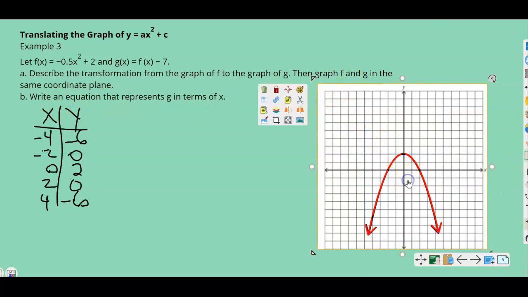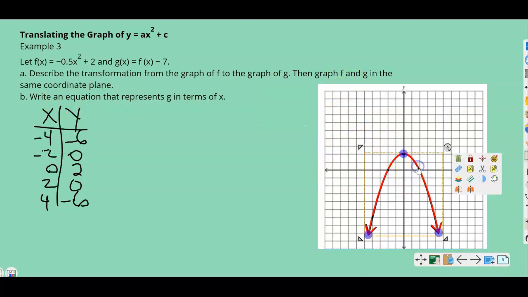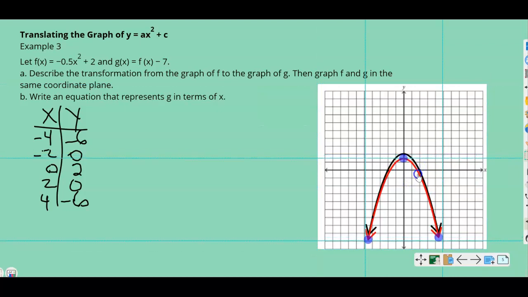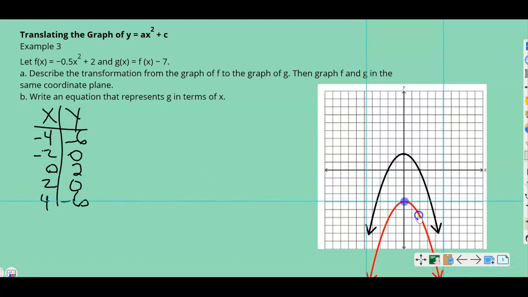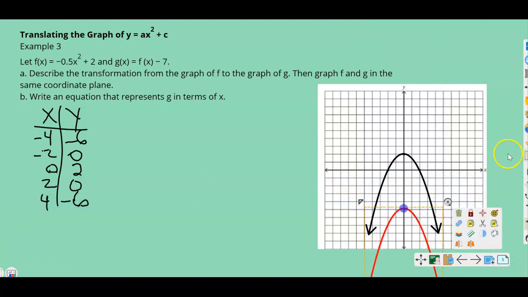So the graphs of f and g are in the same coordinate plane. If I have this one graphed, I'm going to move it down 1, 2, 3, 4, 5, 6, 7. So it's the exact same graph shifted down 7. You can see now the vertex is at -5. So that's the easiest way to graph when you have a translation.